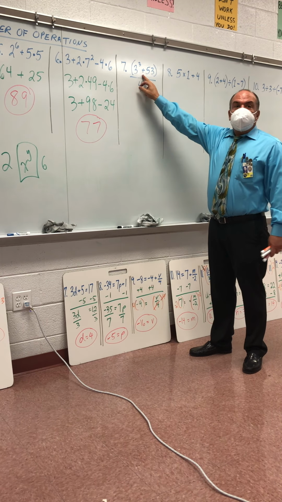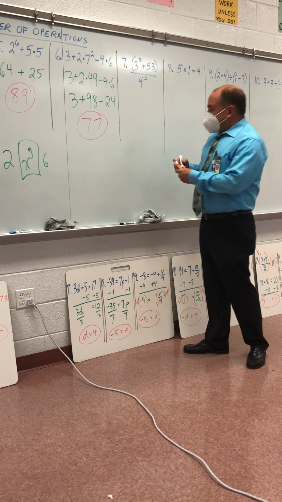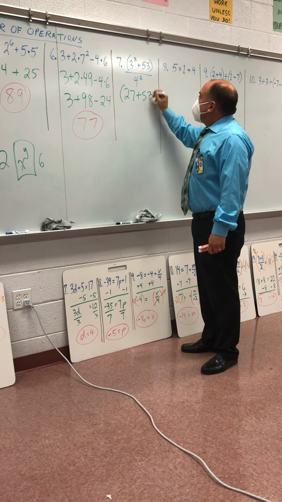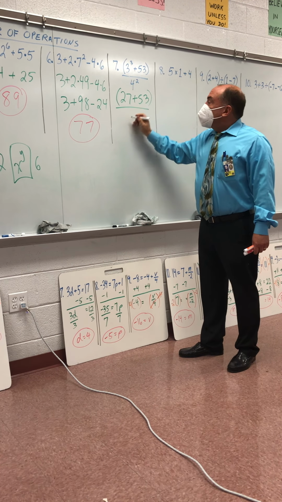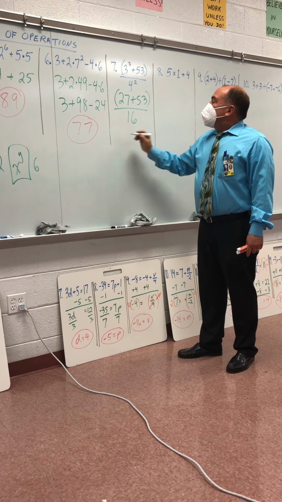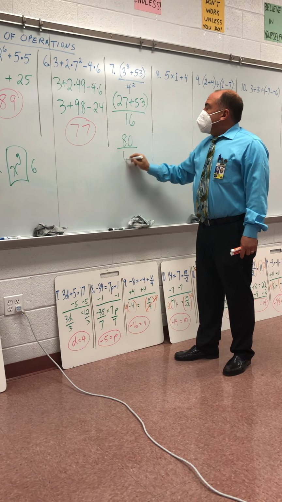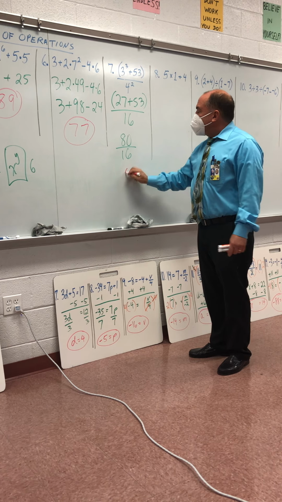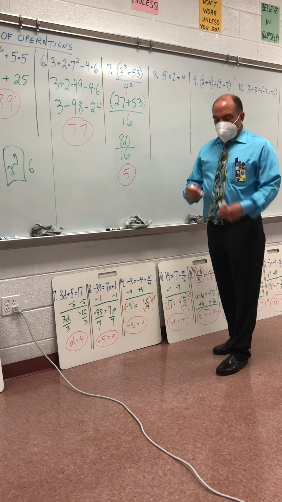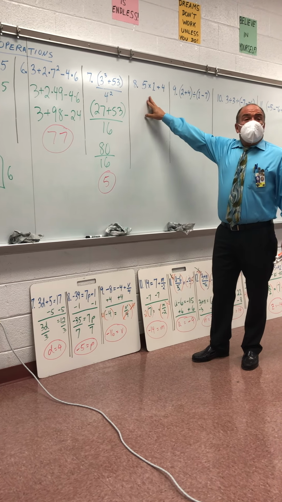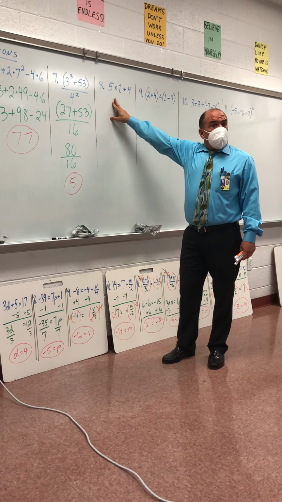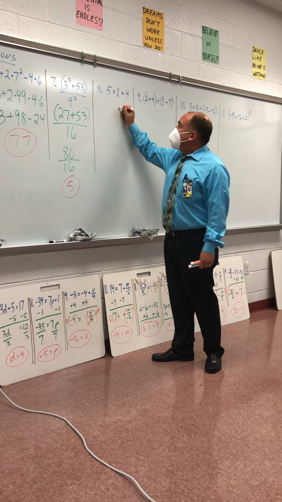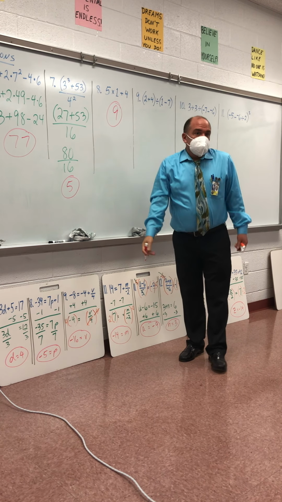Okay. Ooh, parentheses. Remember 3 times 3 times 3 is 27 plus 53. 4 times 4 is 16. 27 plus 53 is 80. That's 80 divided by 16. That gives me 5. Not so painful. Sometimes it's just as easy as it looks. 5 times 1 is 5, plus 4 is 9. Easy.